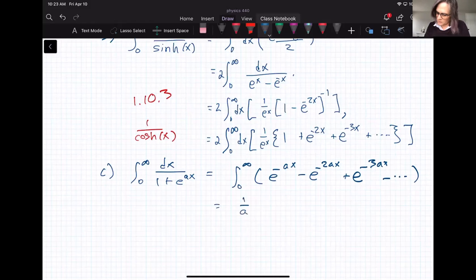This will give us a series, when we evaluate this, as 1 over a minus 1 over 2a plus 1 over 3a, minus, plus, and so on. But you should recognize this as, again, the expression for the natural log of 1 plus x, in this case where x is equal to 1. So this ends up being 1 over a times log of 2.